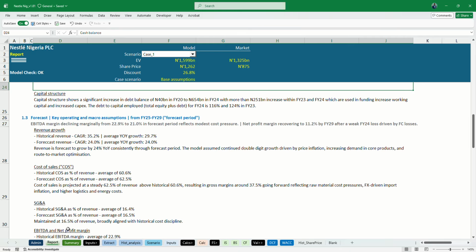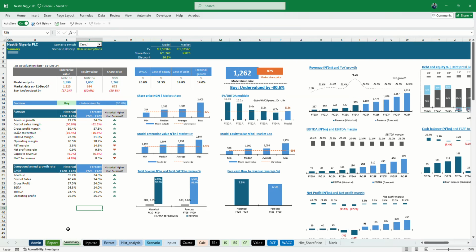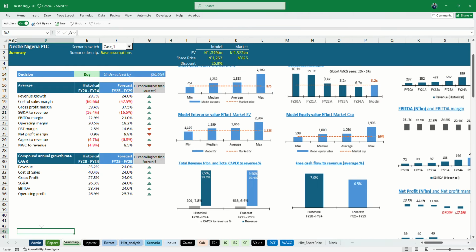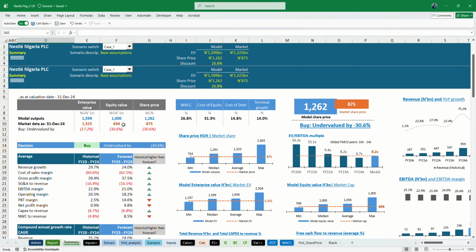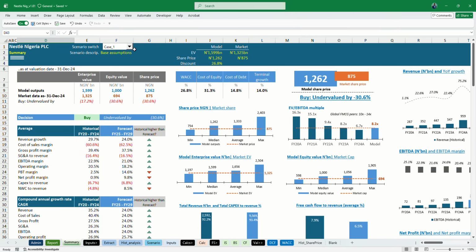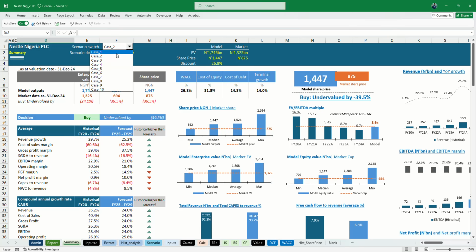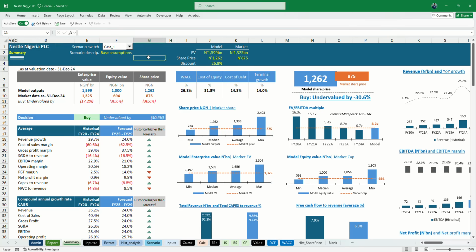Okay, now let's go to the summary. So the summary here, it's easy for us to see everything at a glance. Okay, so we've also included some different scenarios. So I think we have like 10 different cases. So scenario one is like the base case. When we get to the scenario part, we will also look at it. But at a glance, here it's easy for us to see what the enterprise value is, our model outputs, and what the market data is.